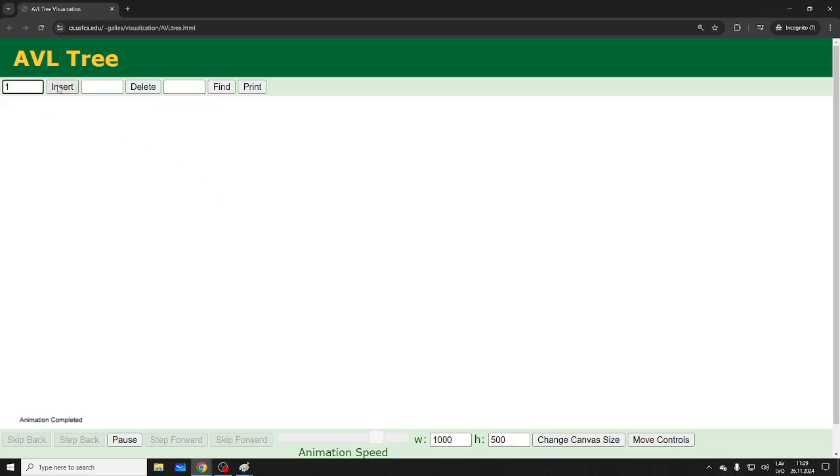So I'll insert 1. So far so good. Now 2. Okay. Now let's do 3. There you go. So it forced this. Okay, so what happens if I insert 5? It'll go here. Will it rebalance? No, because it shouldn't rebalance. Why? Because there's nothing to rebalance.